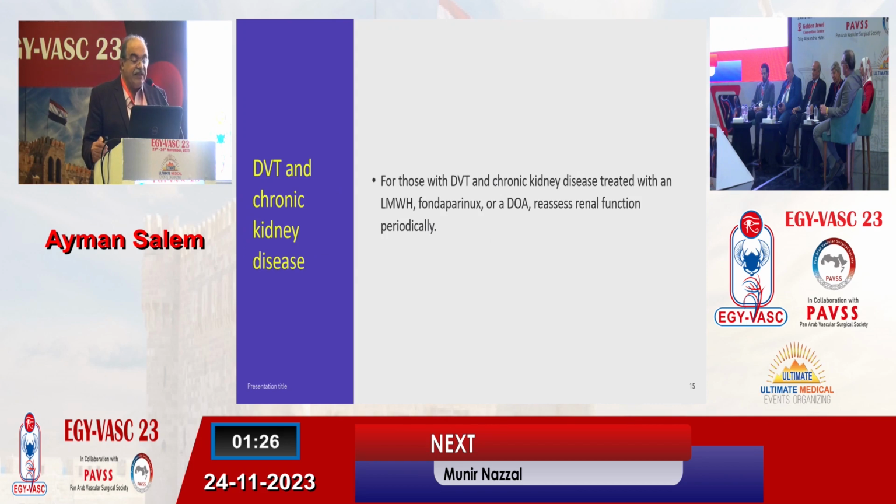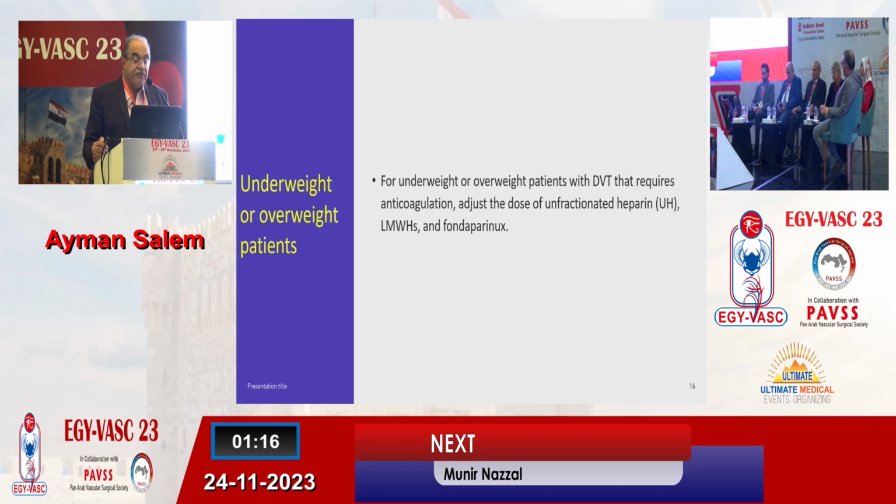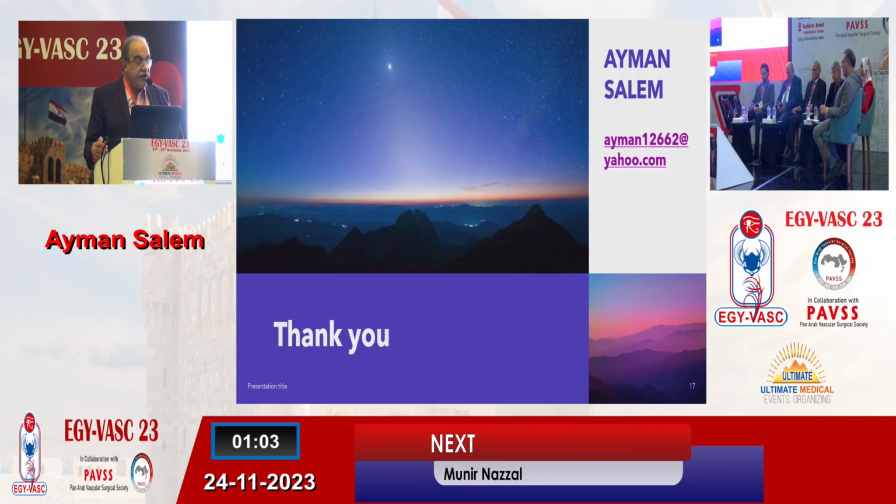DVT with chronic kidney disease: use low molecular weight heparin, fondaparinux, or direct oral anticoagulant, and reassess renal function periodically. Underweight or overweight: for underweight or overweight patients with DVT that requires anticoagulation, adjust the dose of unfractionated heparin or fondaparinux. Thank you.